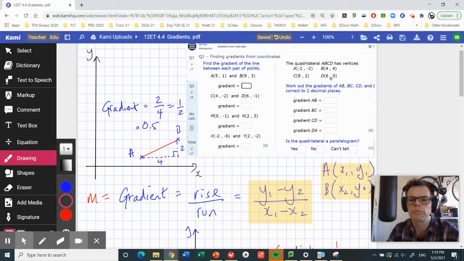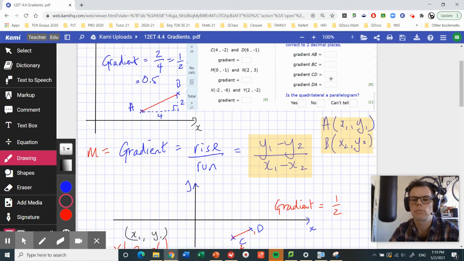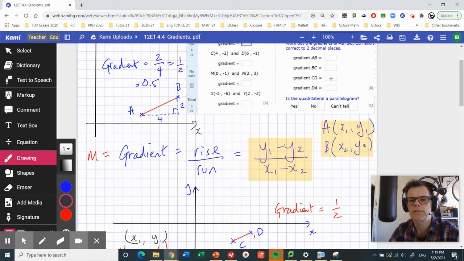Then you're asked about a quadrilateral, a four-sided shape, ABCD. It's got vertices, that's the corners, and there are the 4 corners. Work out the gradients from A to B. So similar thing, you've got to work out the gradients between those sets of points. And the question then says, is the quadrilateral a parallelogram? A parallelogram would have sides which are parallel, in other words, the same gradient.